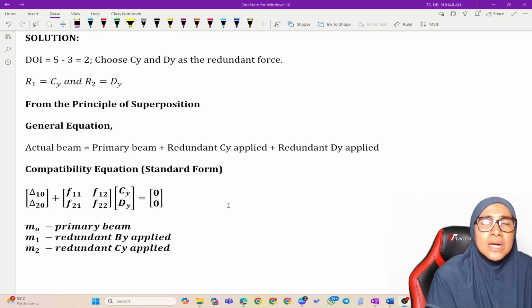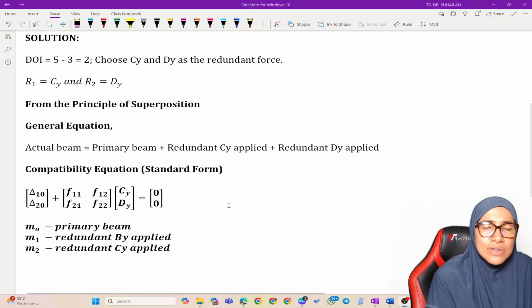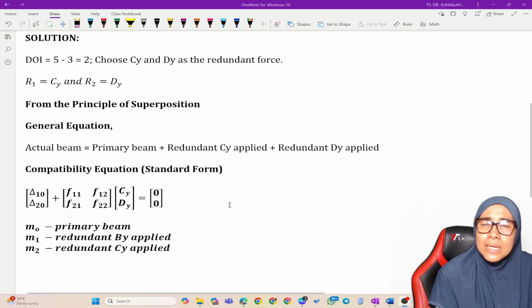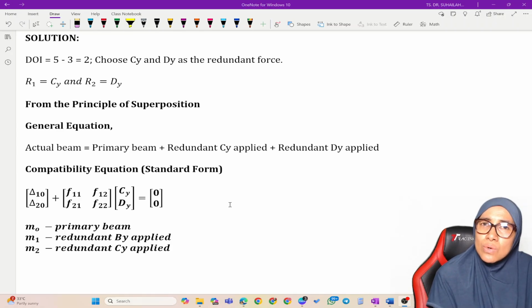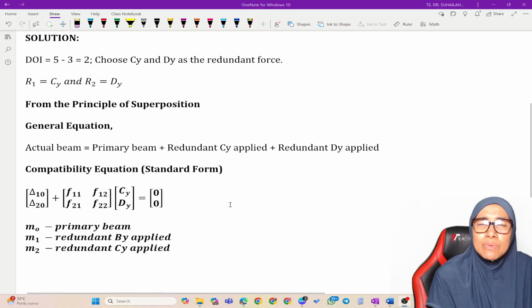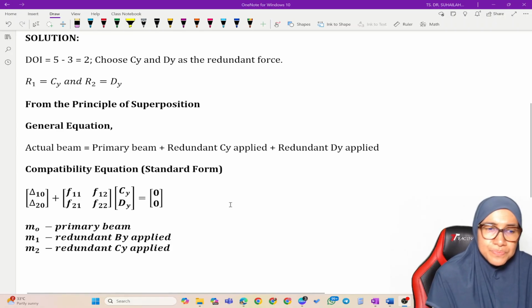There are three systems, three determinate systems to be analyzed. The first one is primary beam. Second one is redundant 1, redundant CY applied. And third one, redundant DY applied. So we write the standard form of compatibility equation. We start with the primary system first, and then we plus with redundant systems. Then only we equal to 0, because in actual beam there's no movement. In actual beam, because of roller at C and D, there's no vertical movement. So this equation is equal to 0.